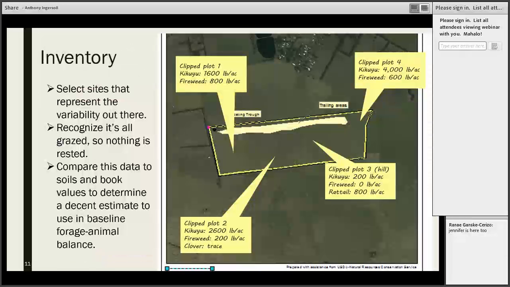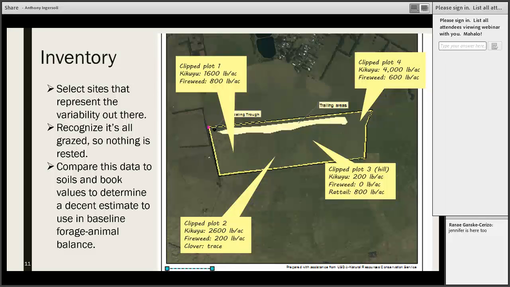Yes, you still clip. Because we remember, and we talk about how there's a difference from the front to the back. And so we come up with a plan to clip from different places across the ranch so that we can compare that data. We select sites in the field that represent the variability out there. We recognize that it's all grazed, so nothing is rested. The data that we're going to get is not going to be total annual production, but it'll be useful nonetheless.